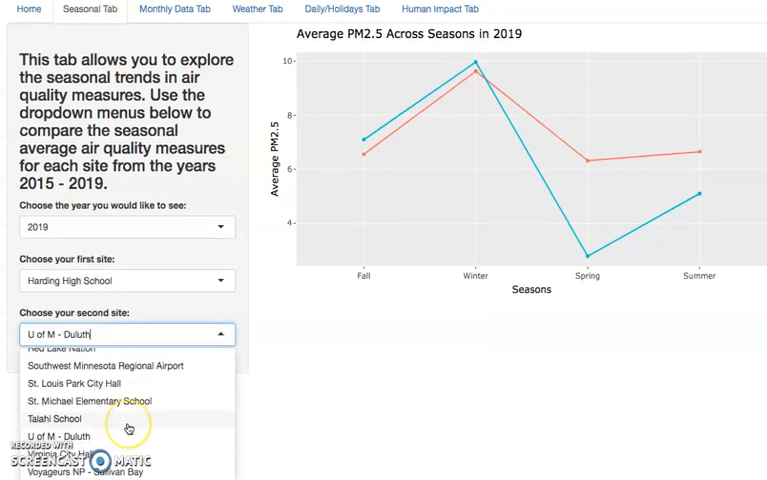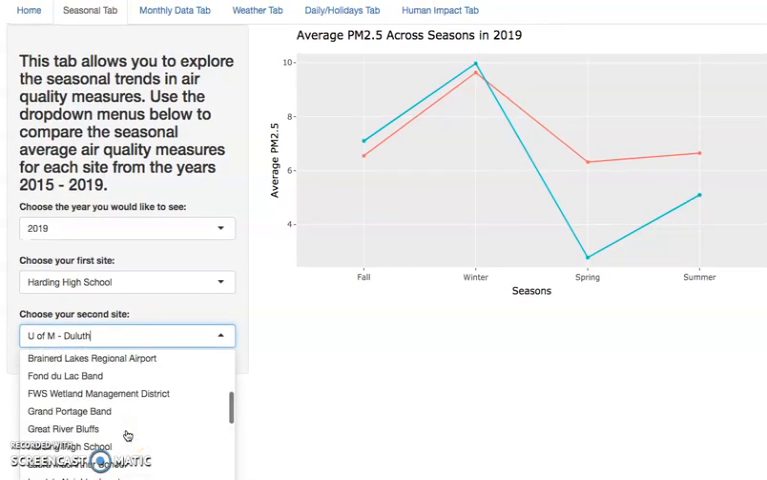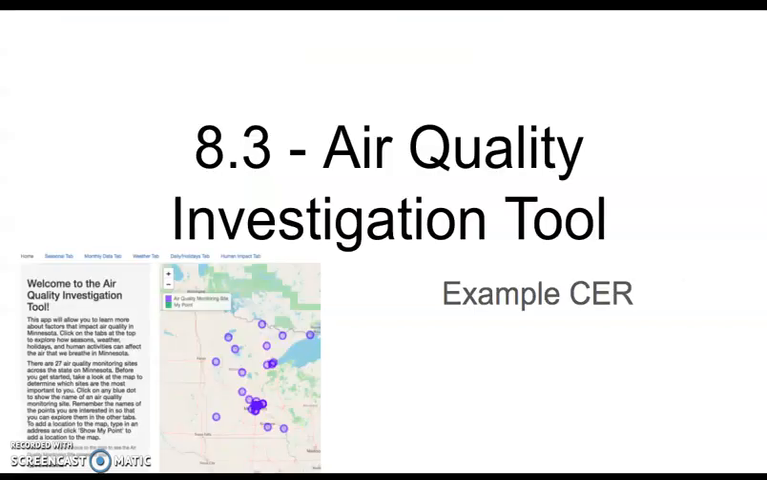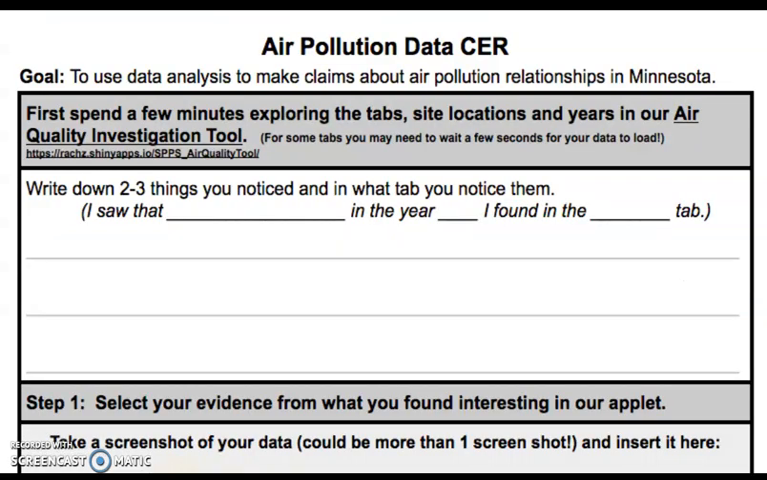What about someplace far away? So if we go to the Boundary Waters, so you could click on any of these, but I'm going to click on the Boundary Waters. And I notice, again, Boundary Waters is in red, and it has, in general, a much lower air pollution than Harding High School does here in blue. And so I think this is pretty interesting. So I'm going to grab a screenshot, and you don't have to because I did it for you, and put this into my CER worksheet.